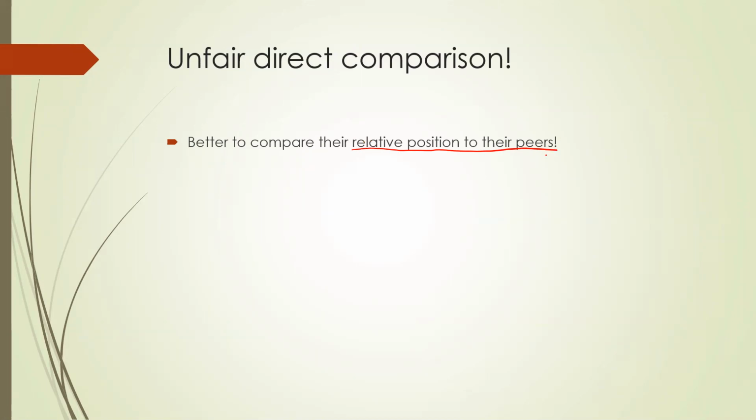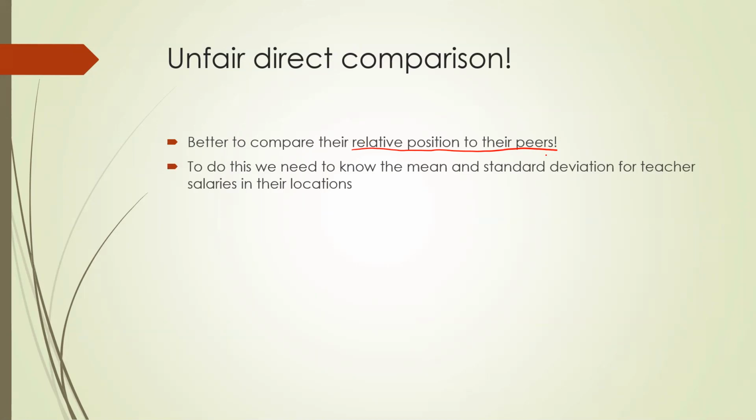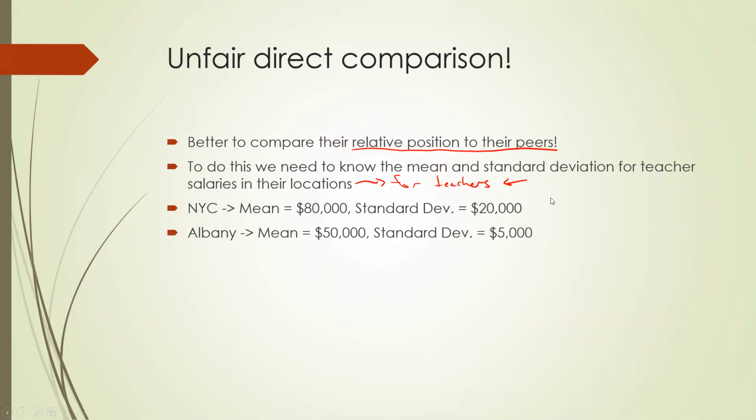So I have to give you a little bit more information to be able to do that. To do this, we need to know the mean and standard deviation for the salaries in their locations, specifically teacher salaries. Just to be clear, I made these numbers up, so don't think these are true. In New York City, the mean teacher salary is $80,000 a year and the standard deviation is 20. In Albany, the mean teacher salary is $50,000 a year and the standard deviation is $5,000 a year.